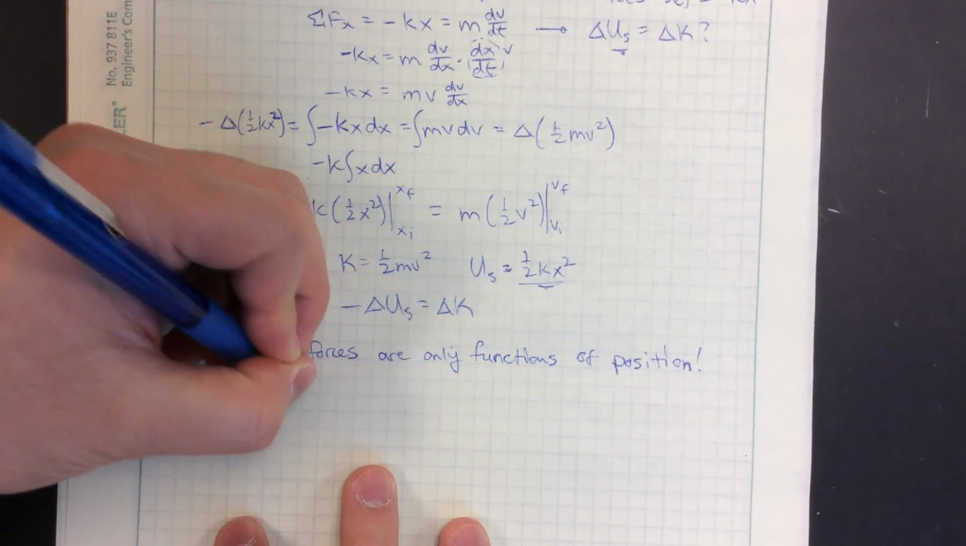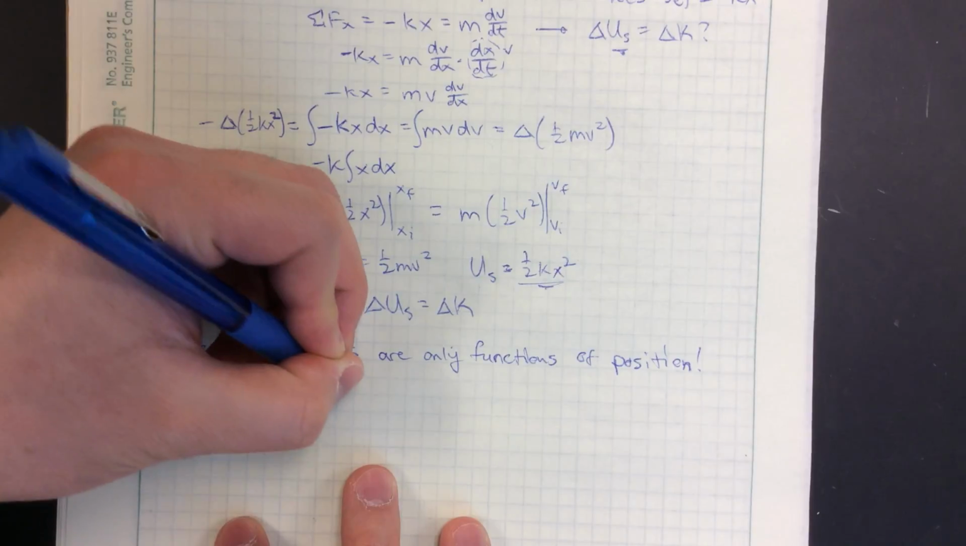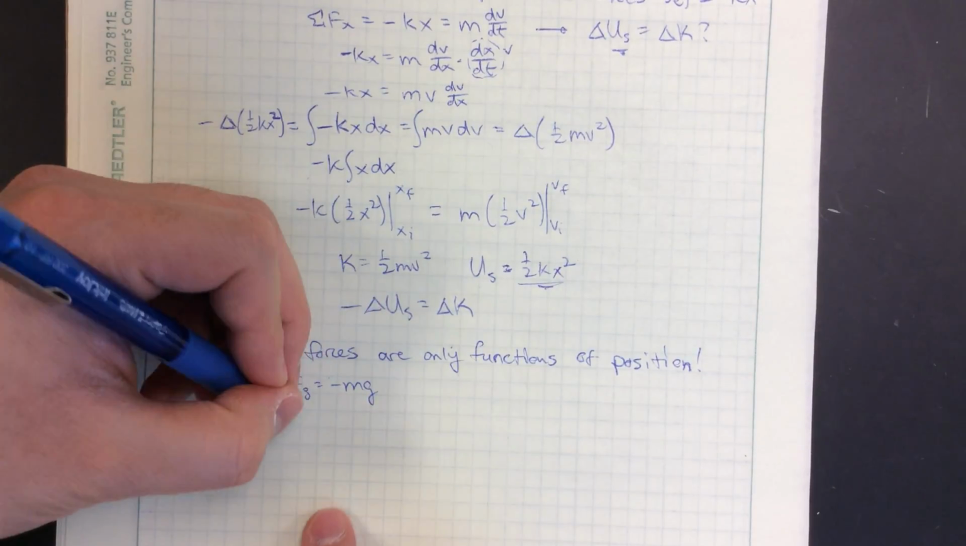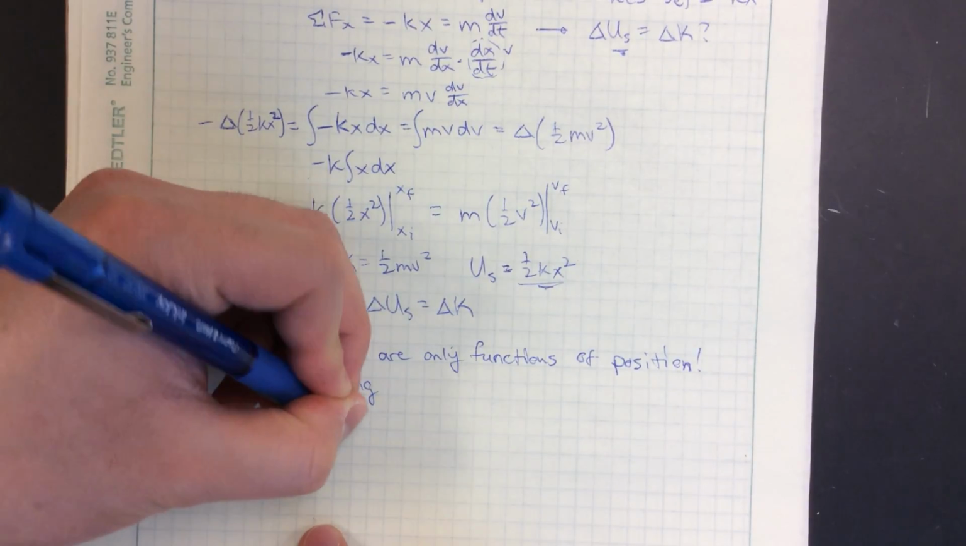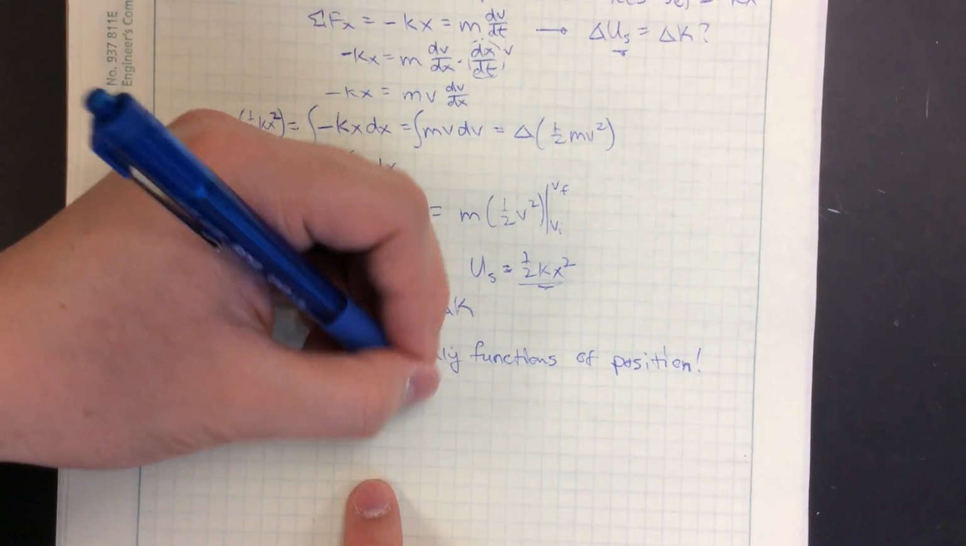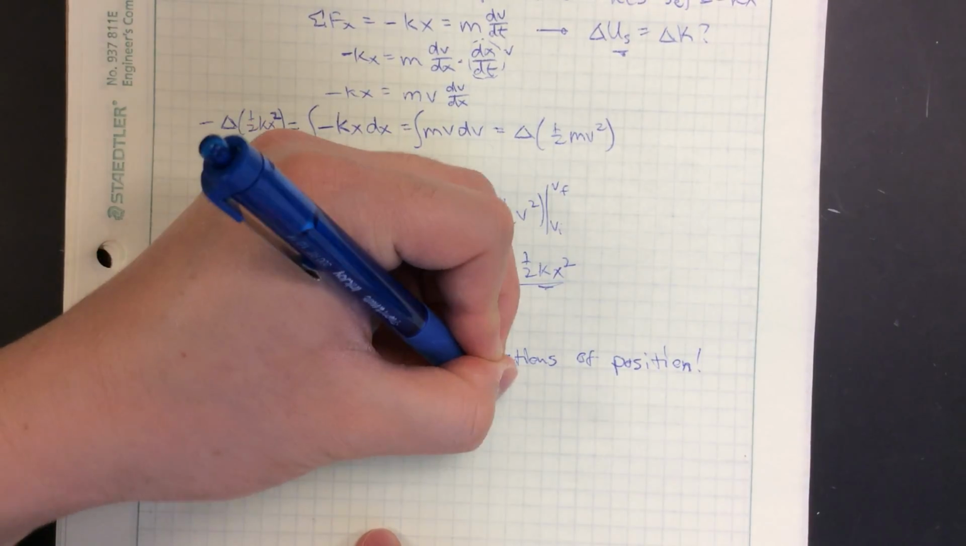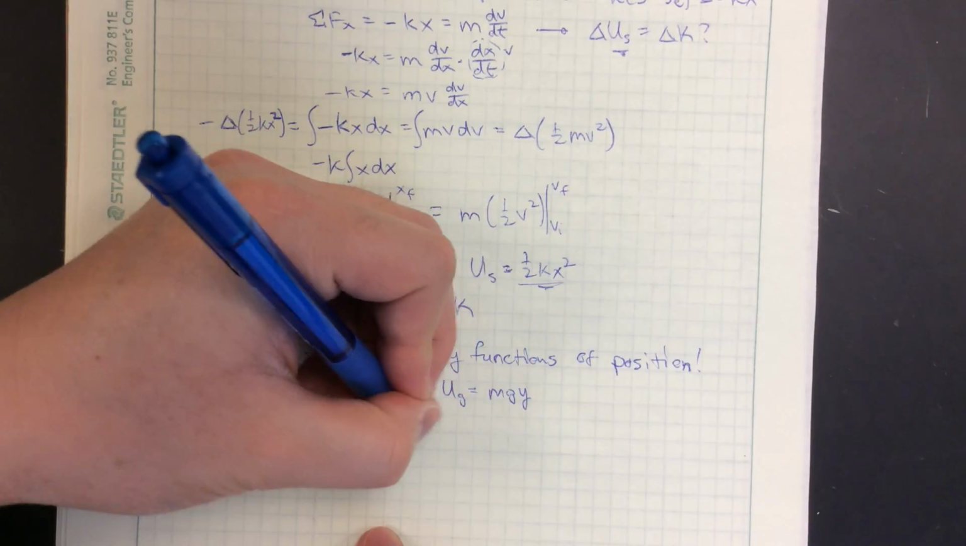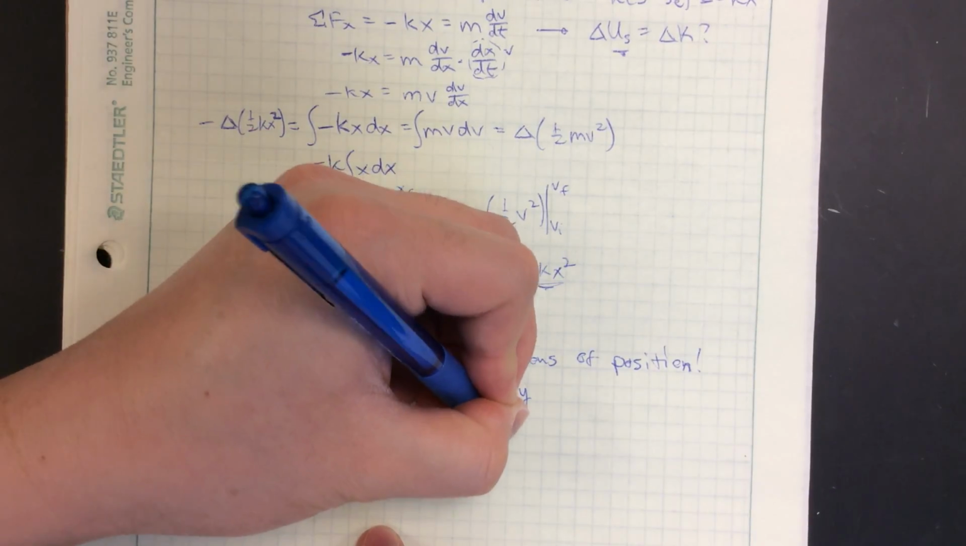So you look at gravity. These are constant. You look at a spring. This is a function of position. And so you have this potential energy that's like this, and you have this potential energy that's kind of like this.